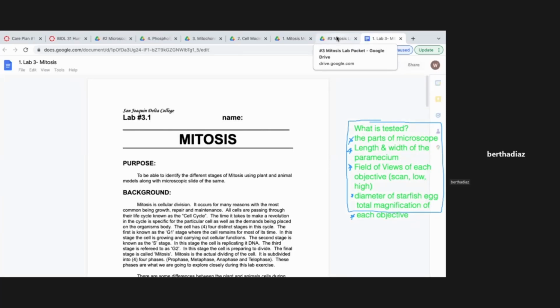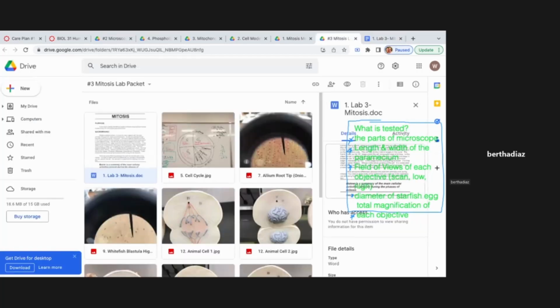The third one, which I believe is this one, the mitosis, because I haven't seen any of the lectures, I have no real knowledge of anything in that. So I'm just a little concerned with that lab.